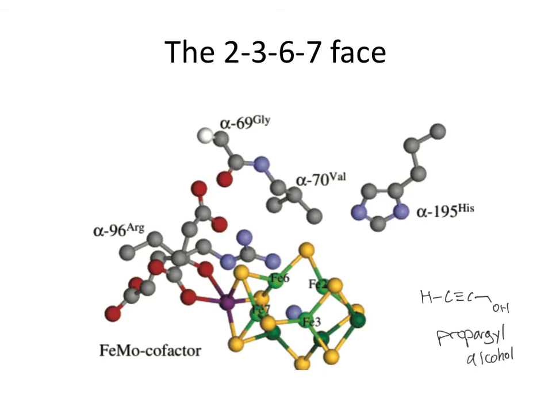The propargyl alcohol can't fit when there's a valine here, but it does fit and go to the face when it has more space. The product of the reduction of that alcohol was detected bound to the iron atom, presumably iron 6. So that really suggests that this is the pathway that's really important for catalysis.